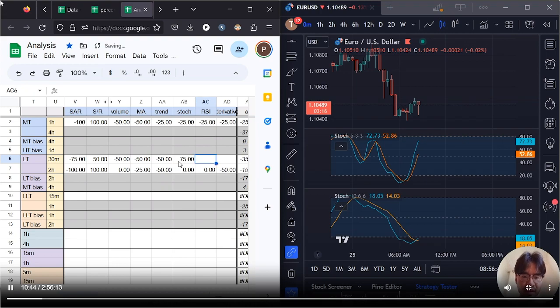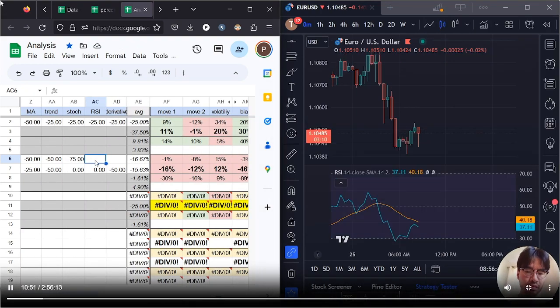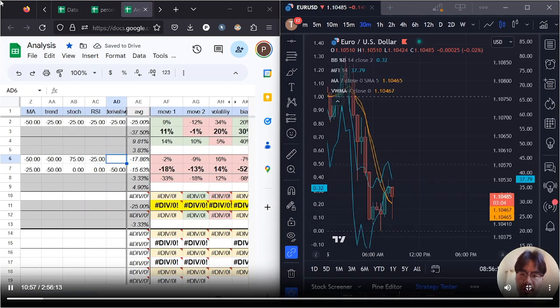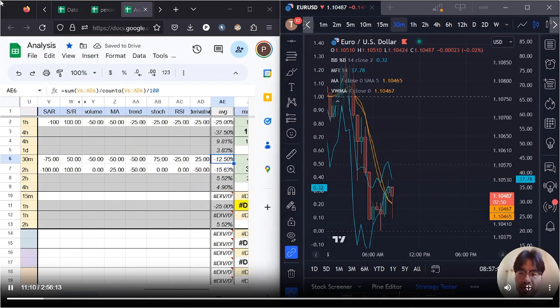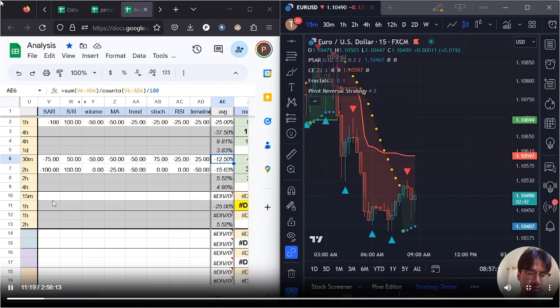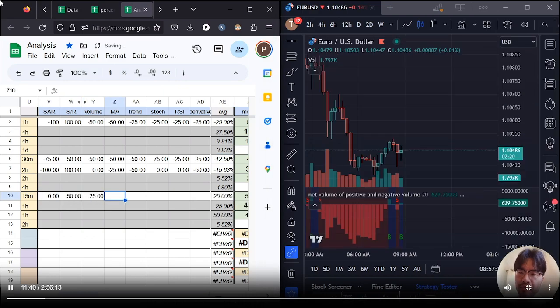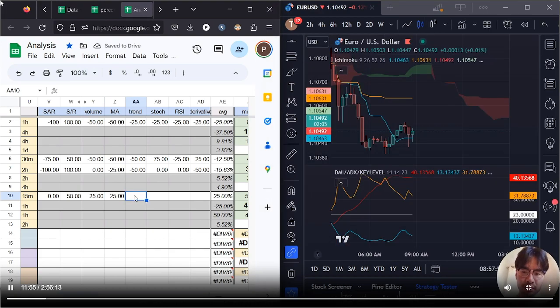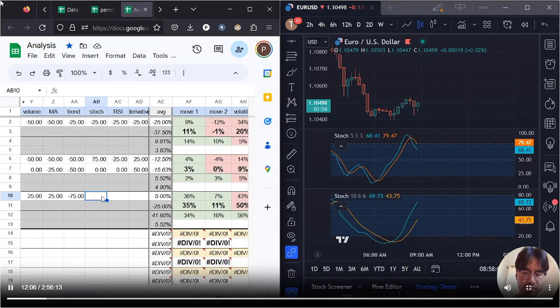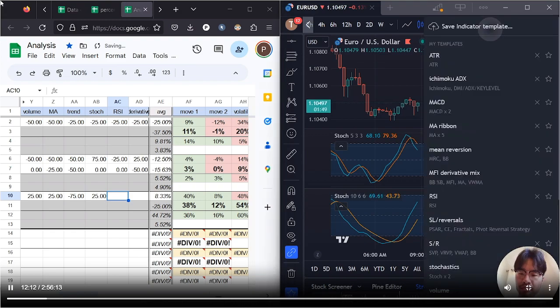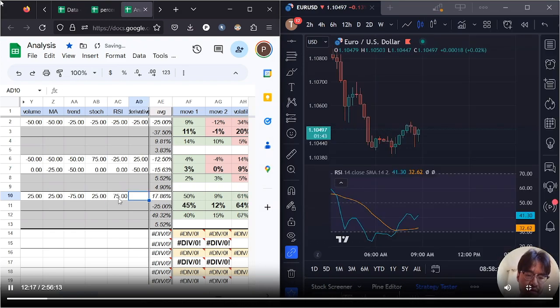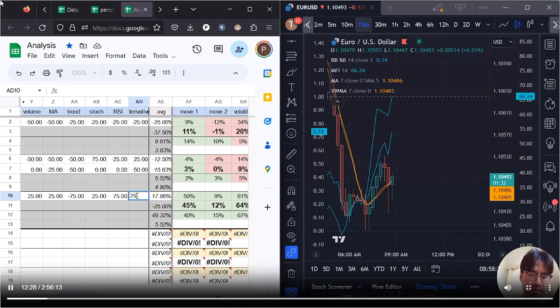stochastics surprisingly like 75 or something, minus 25 here, derivative let's give it a 25 here. Last one, 15 minute, we'll get 0 for this one, 50 for this one, 25, minus 75, 25 for this, RSI give it 75, derivative 25 here.